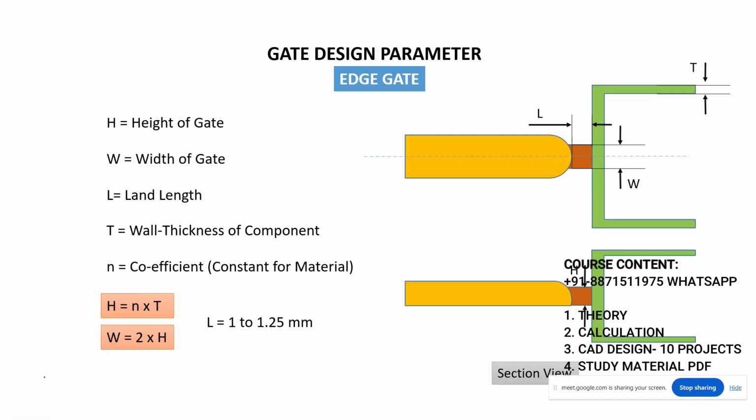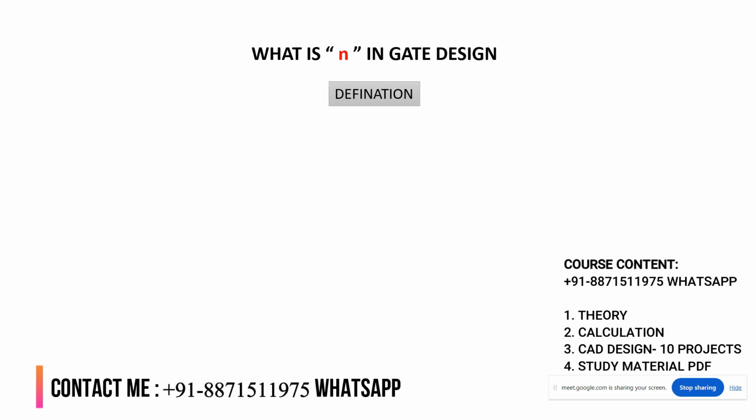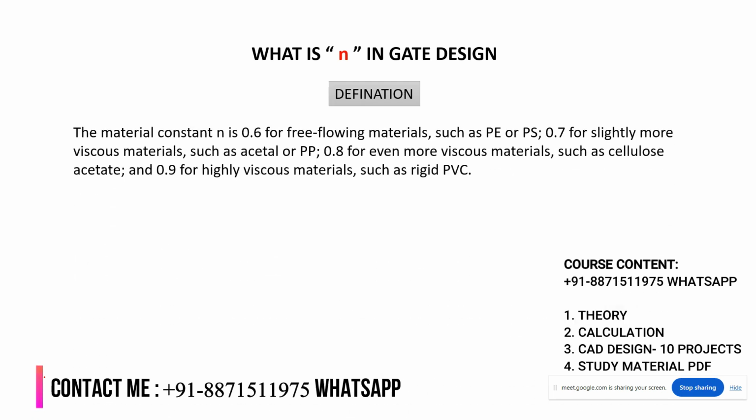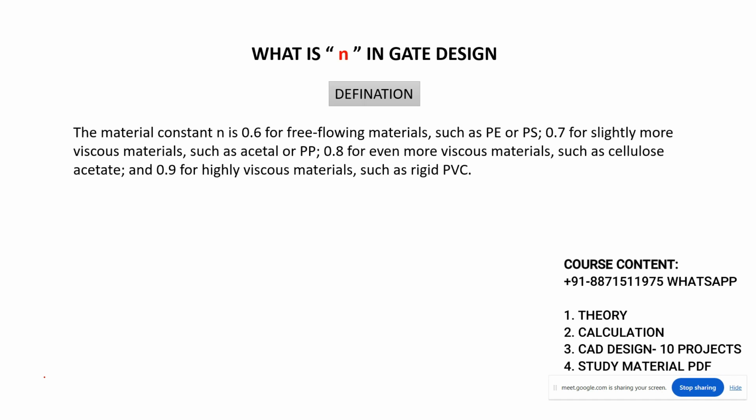Understood? Now see here. What is the N in the gate design? As I told you, N depends upon the viscosity of the material. So the material constant N is 0.6 for free flowing material, such as the PE material, which is polyethylene.